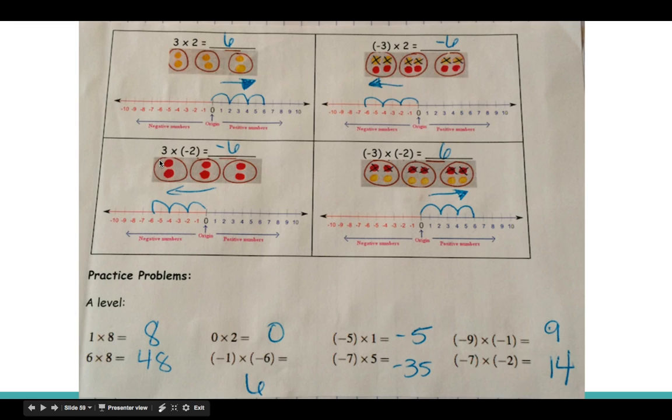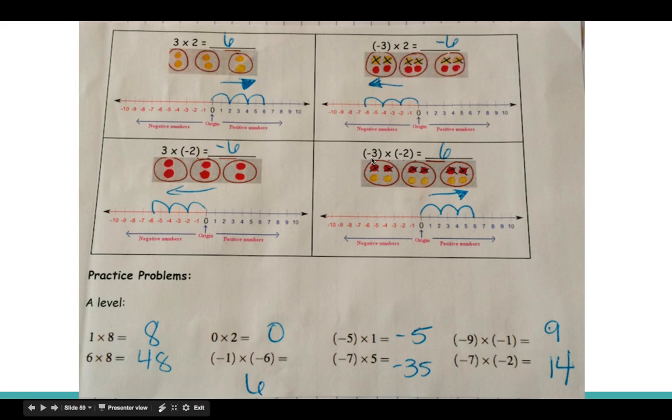The next box, we have 3 times -2. So the second number is negative instead of the first number. 3 times 2 equals 6, and because you have at least one negative number in the multiplication problem, your answer is going to be -6.